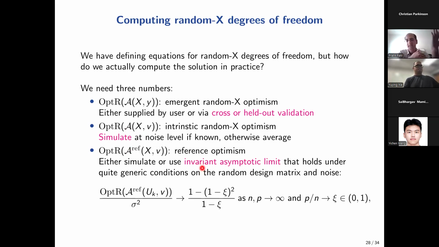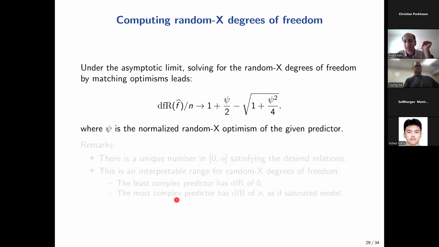So either you can use the least squares, just on finite sample data, or you can use this asymptotic approximation that I mentioned. If you use the approximation, you're going to get a formula at the end, where you give me your optimism, this is in psi, and you put it in this formula, and then this will spit out a number. So if this psi is emergent optimism, then I'm going to get emergent degrees of freedom. If psi is intrinsic optimism, then I'm going to get intrinsic degrees of freedom. And as I said before, you're going to basically get a unique number between 0 and n that gives you this.